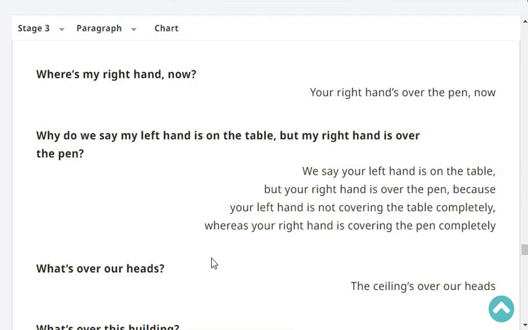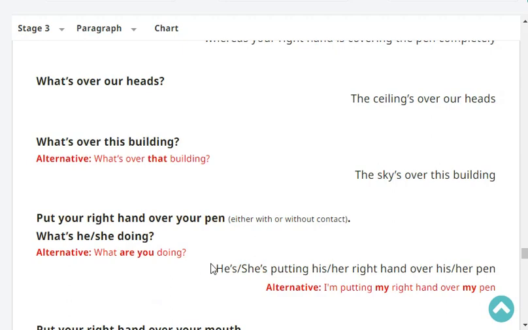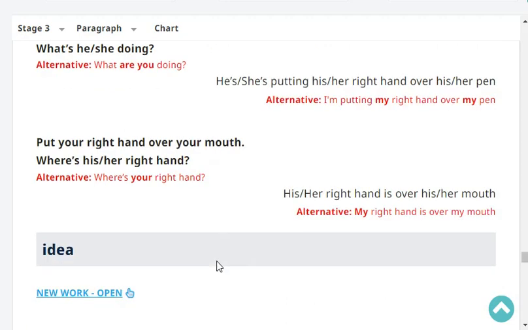What's over our heads? The ceiling's over our heads. What's over your building? The sky's over my building. Very good. Where's my right hand? Your right hand's over the pen. Where's my left hand? Your left hand's over your mouth. Very good.